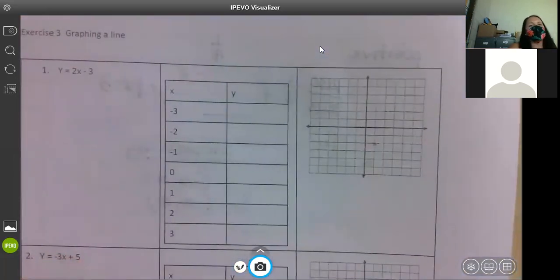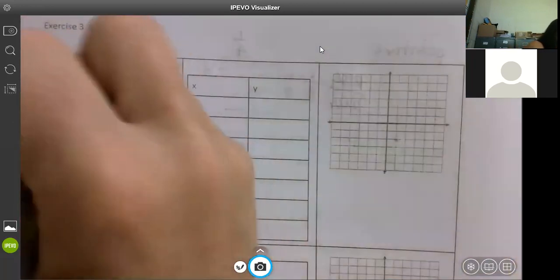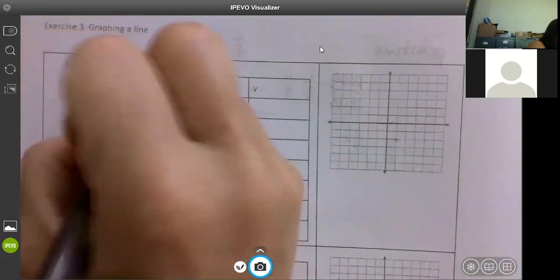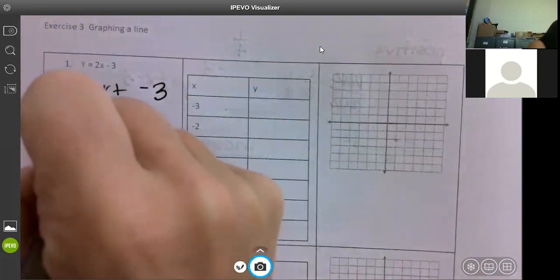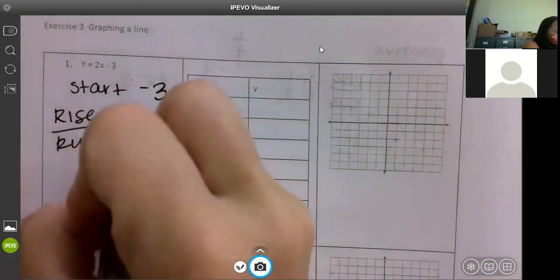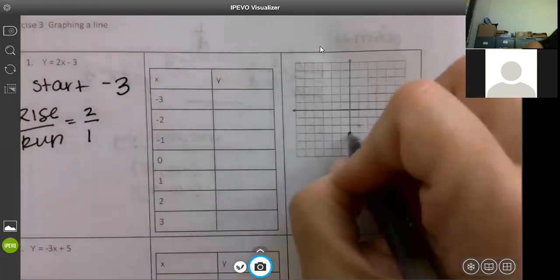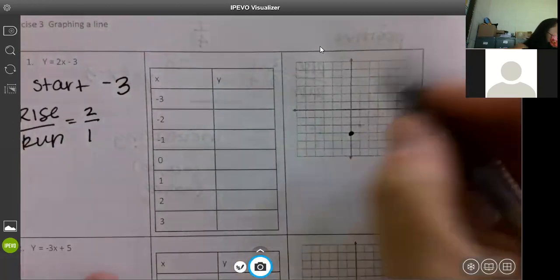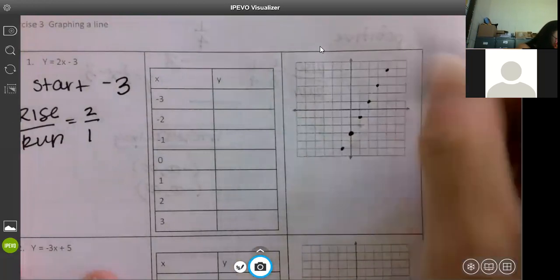All right, so what they want you to do is plot all these points, but we already know how to do that without having to plot the points, so we're going to look at it in just a minute. So how would I graph this? Where would I start? And then I would do my rise over run. And how do I make this 2 into a fraction? So my rise over run. So we're going to start at -3, and this is a really good graph. You can see it. And we rise 2, run 1, and we keep doing that all the way across our paper.